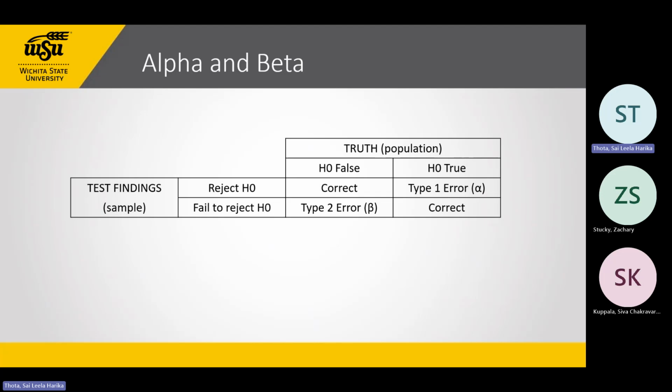So we are making some observations for the sample and checking with the population. If we make some observations for the sample and we get the same for the population, then it is perfect, there is no error. But if we get something different, then type 1 and type 2 errors will come.